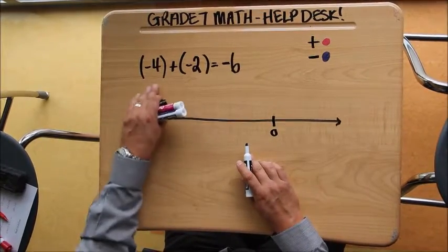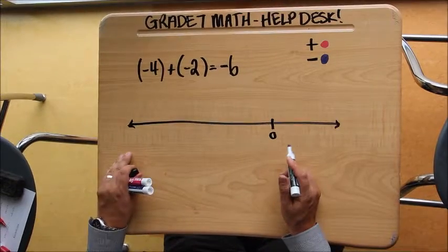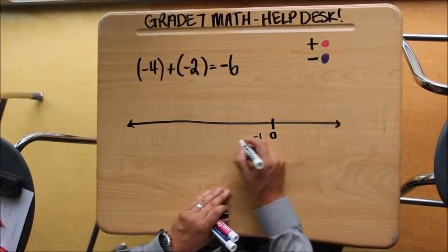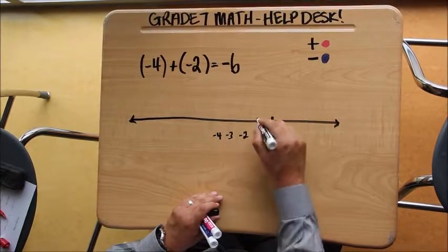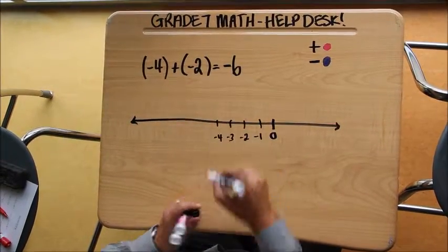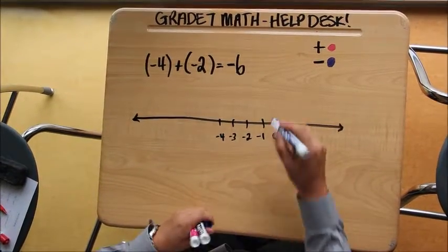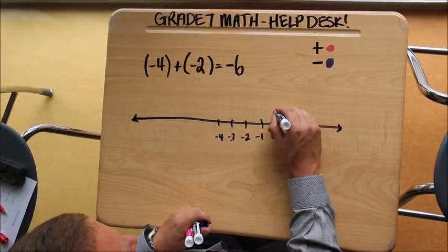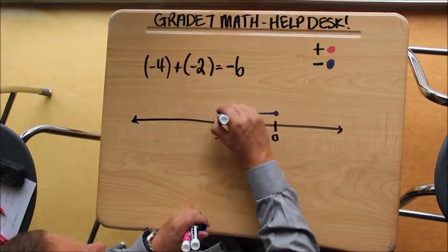So first off, I know that my first number is a -4. Negative is on the left side of 0 on a number line, so I'm going to have to go to at least -4. So that's a great place for me to start. Put my little ticks here on the number line. I'm going to use this purple color. I'm going to start my purple line here, and I'm going to go 1, 2, 3, and 4.